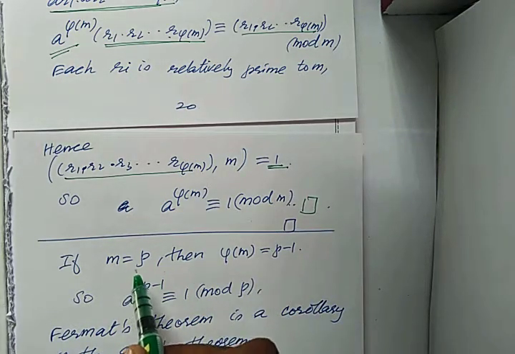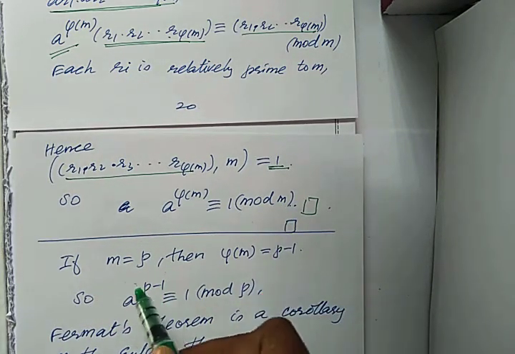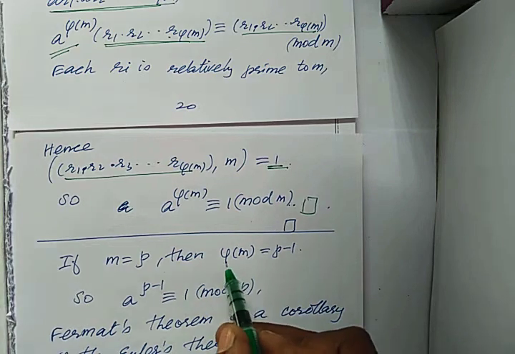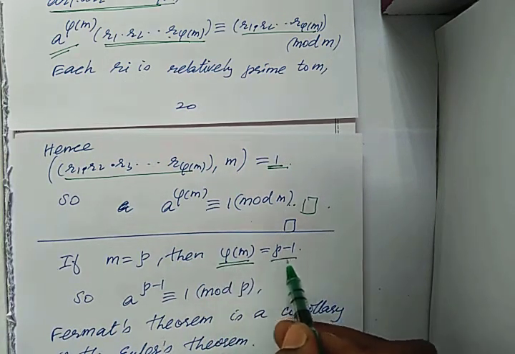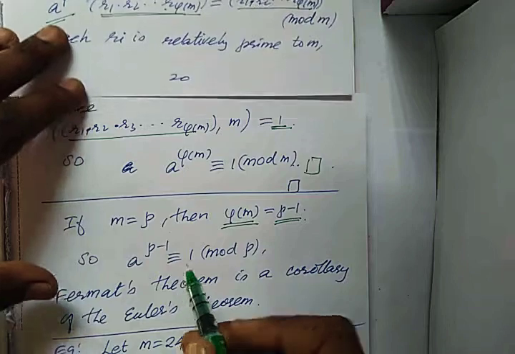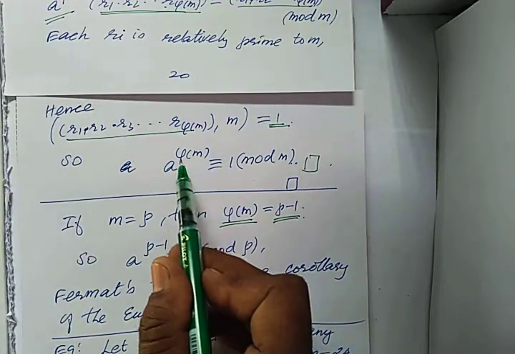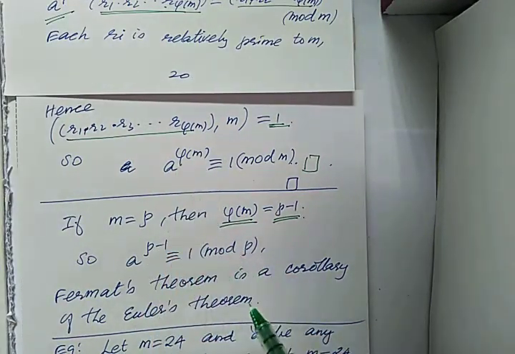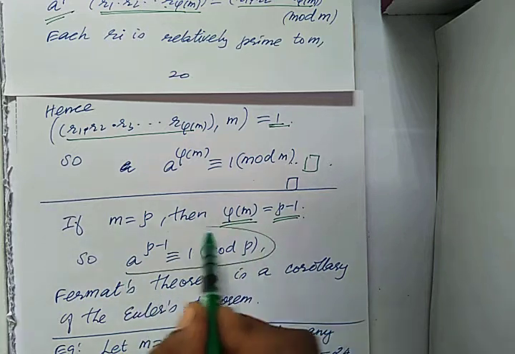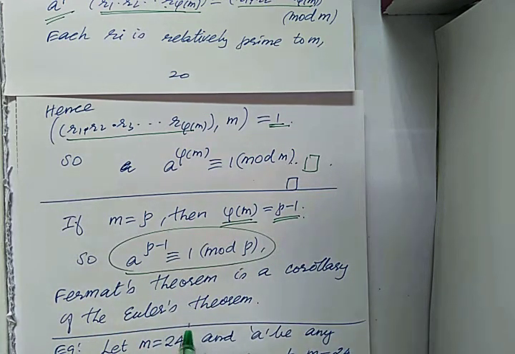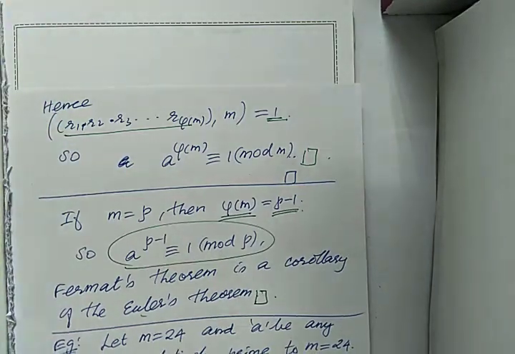And if we put m equal to p here, a prime number p, then what is phi of m? Phi of m will be p minus 1. So we get a to the power p minus 1 is congruent to 1 mod p. This is what? This is Fermat's theorem. So Fermat's theorem is a one-line corollary to Euler's theorem. So Fermat's theorem is a corollary.